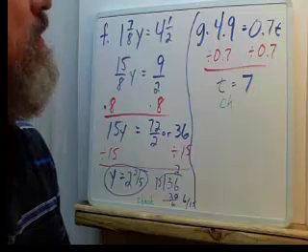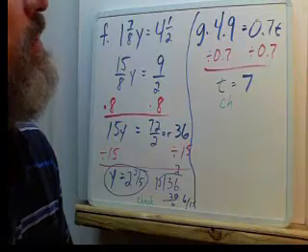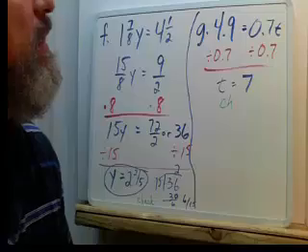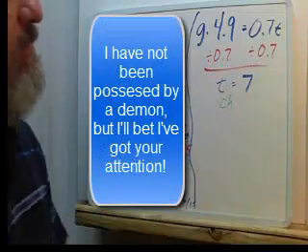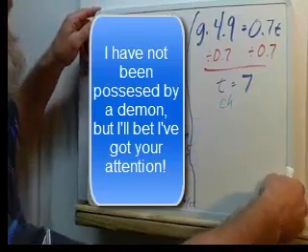Letter G. 4.9 equals 0.7t. Divide both sides by 0.7 and get t equals 7. Nice straightforward answer. Check that answer in your original equation.